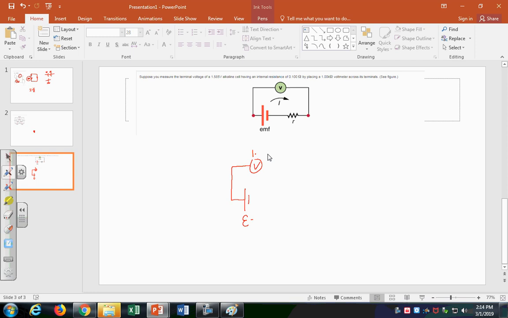So I have my battery, and then there's my resistor, and then I have my voltmeter here, and I'm told that my current is flowing in this direction. And I know that I have 1.585 volts here, and I'm told that this resistor is 1 kilo ohm, so that's 1,000 ohms, and this resistor is 0.1 ohms. And I'm just looking for the current, right? How would I find the current in that circuit?